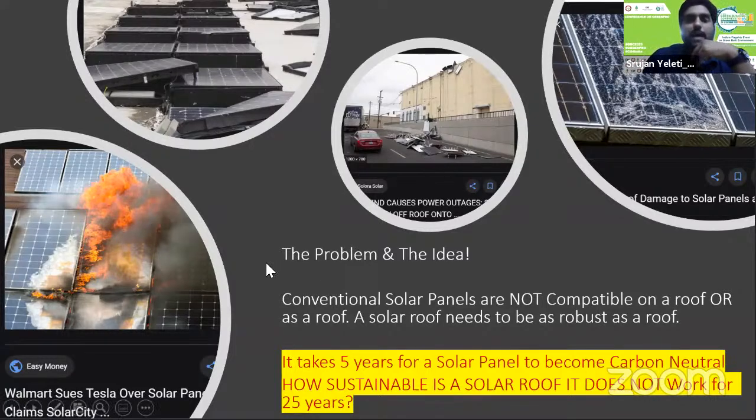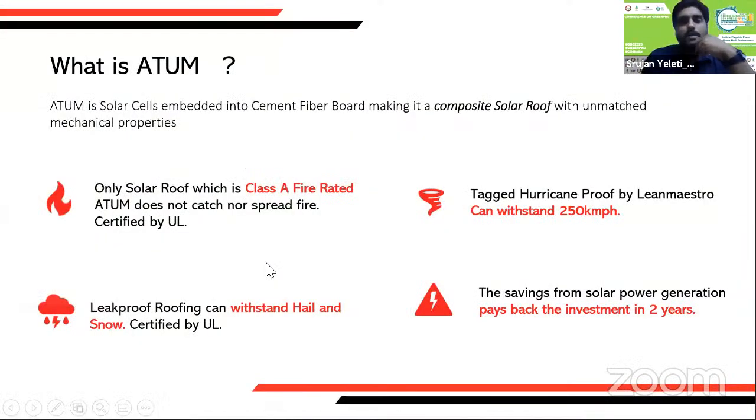There is physical damage. So what happens in Atom is, because it has a backing of cement fiber board, the solar cells, though they're very fragile, wafer thin actually, once we embed them into cement fiber board, they become a composite solar roof. So it has all the properties of a roof, what you expect from a roof. It's Class A fire rated. It can withstand wind loads of 250 kmph. It's been rated for hail and snow.